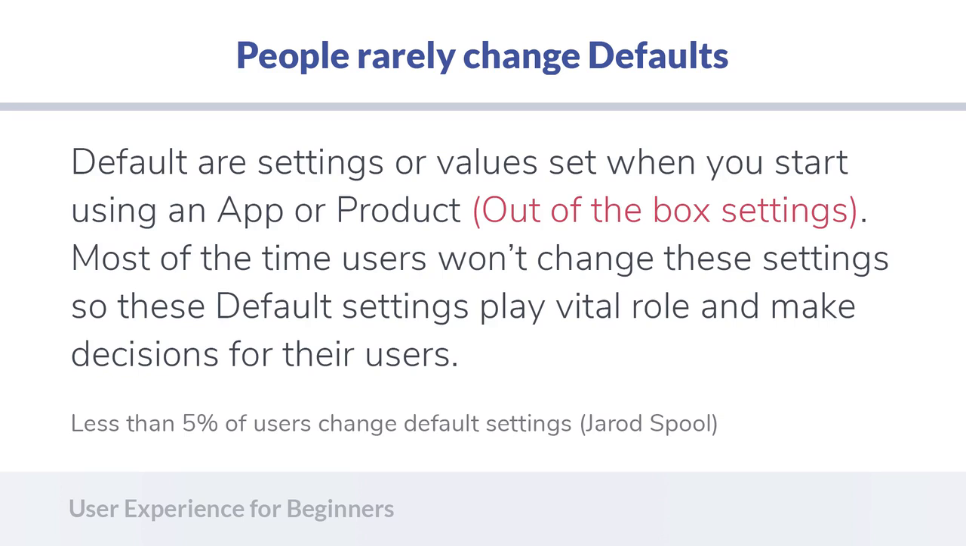Now the default settings, why are they important? Because default settings play a vital role and they help users make decisions, and we normally make better decisions for the users. One stat from Jared Spool about defaults is that less than 5% of the users are going to change their default settings. So 95% of users are going to use your app or your website on the default settings. So make sure your default settings are going to play well with all the users.